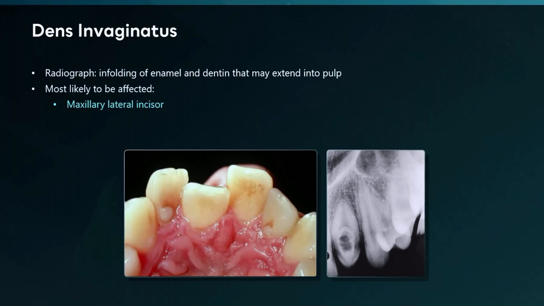Another characteristic of dens invaginatus is that it's typically bilateral, unlike dens evaginatus, meaning that it may affect both sides of the dental arch. Remember earlier when we discussed microdontia? We mentioned that the maxillary lateral incisor is the most commonly affected tooth. Well, interestingly, the same holds true for dens invaginatus.